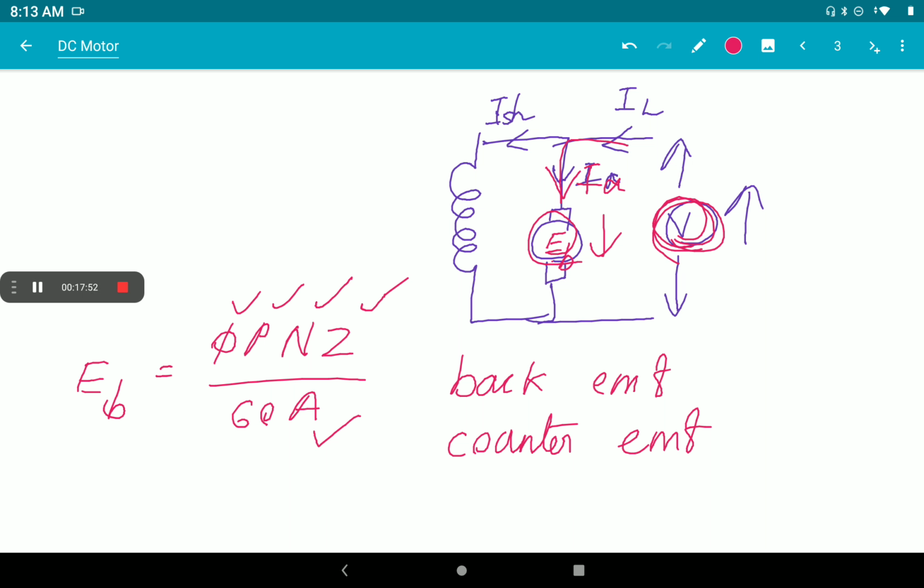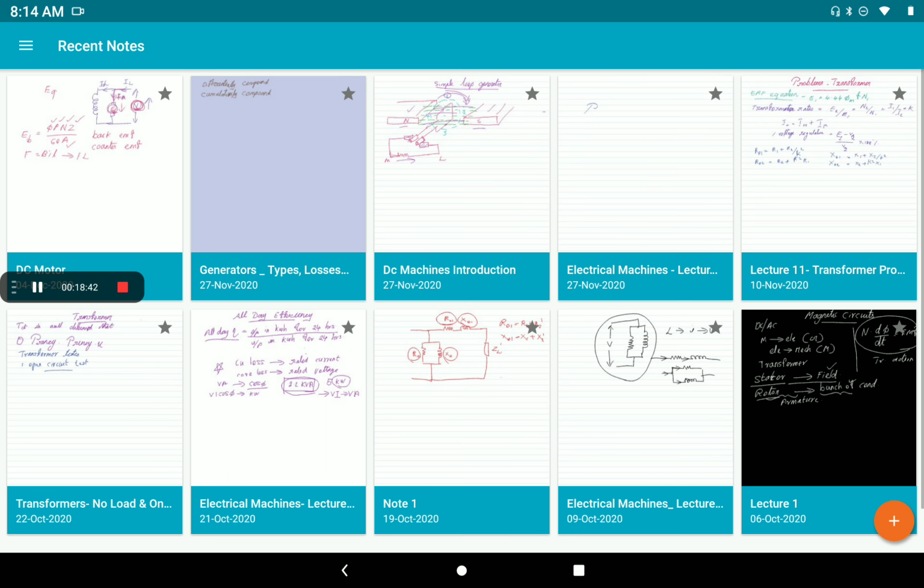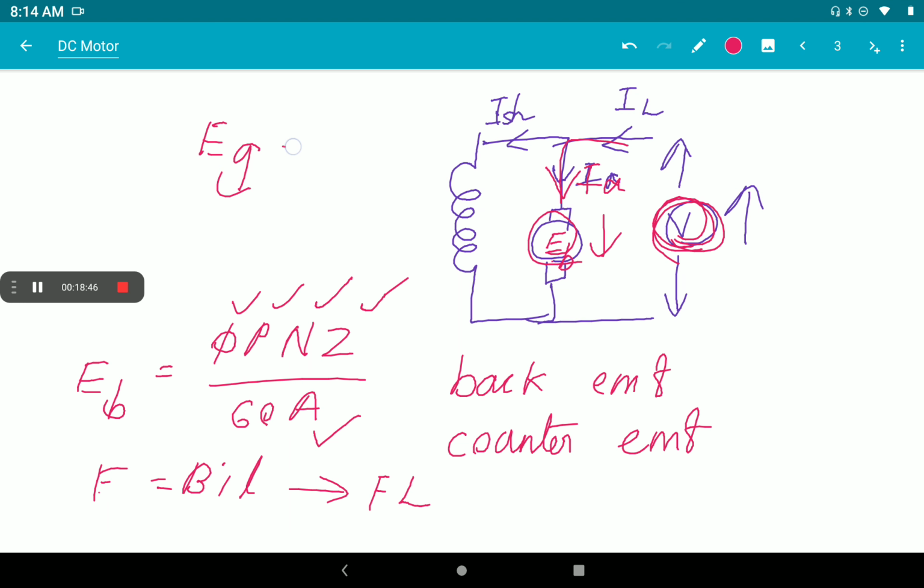So mainly the working principle of a DC motor is that it converts electrical energy into mechanical energy, and the direction of rotation of the motor is found by Fleming's left hand rule. We recall that Faraday's law of electromagnetic induction is the working principle of the generator. In a motor, whenever a current carrying conductor is placed in a magnetic field, it experiences a force, and all the conductors together produce a collective torque, and the magnitude of that force is F equal to B I L, and the direction of rotation is found by Fleming's left hand rule. But in a generator, an induced EMF EG is produced, and the direction is found by Fleming's right hand rule.